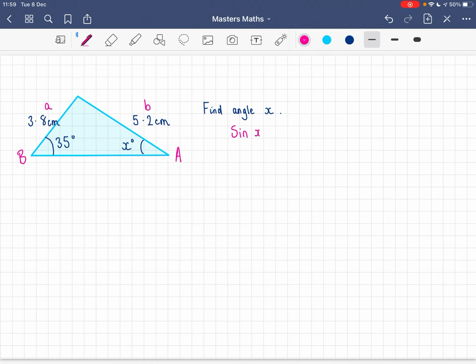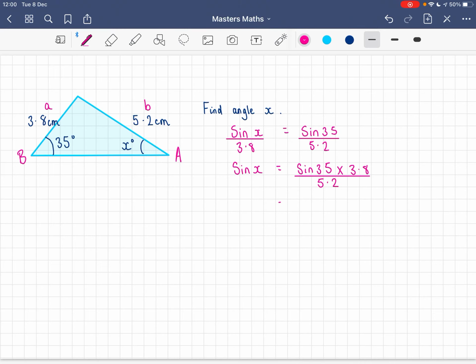So I have sin x, because that's what I'm trying to find, divided by 3.8 is equal to sin 35 divided by 5.2. Again, I need to rearrange to get at least sin x on its own for now. So I have sin 35 times by 3.8 over 5.2. I'm going to type that straight into my calculator. There's a lot less simplifying needed for sine rule than cosine rule, because the formula is a lot simpler to use. Divide by 5.2.